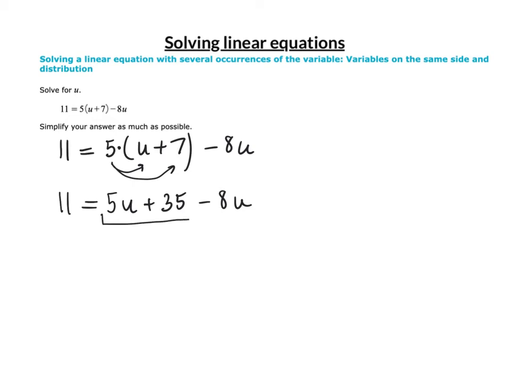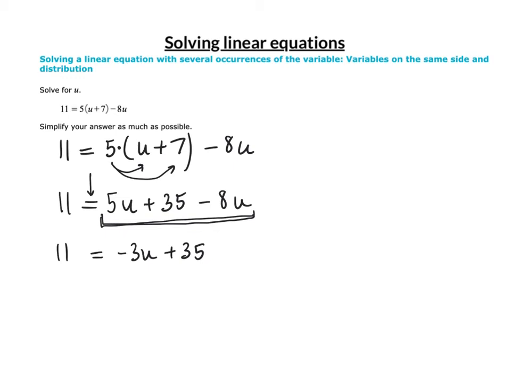Now notice, look at this one side. There are things I can combine. I'm not doing things to both sides. My equal is right there. There are things that can be combined or simplified over here. 5u minus 8u, 5 minus 8 is negative 3u plus 35 equals 11. That's called simplifying or combining like terms.